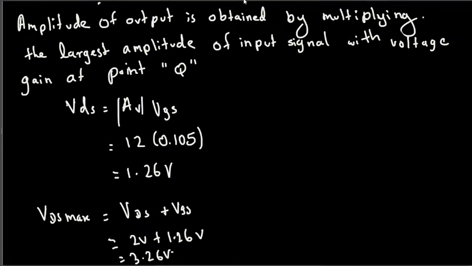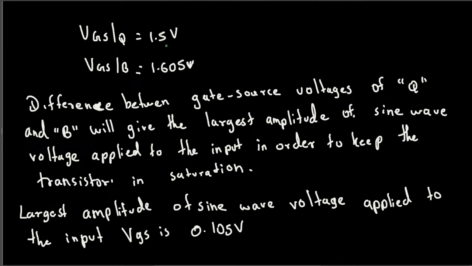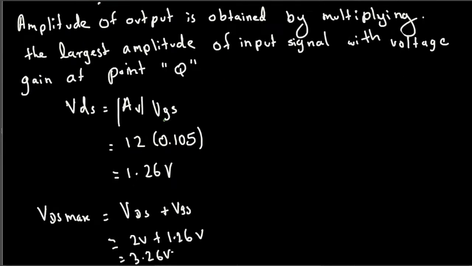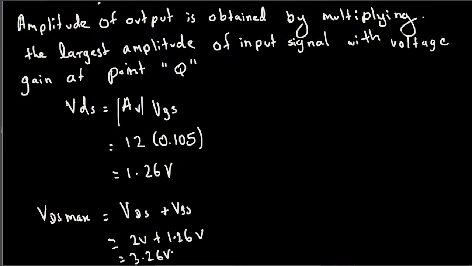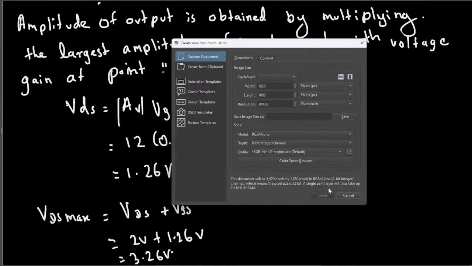Now in order to find out the current, I need to know the V overdrive voltage at point B. I already did it in part A of the question. If you want to see how I got it, you can watch that video. I got the value of VOV at point B to be 0.605 voltage. Why this is useful is because we are going to use the current equation to find out the current. We need the V overdrive.